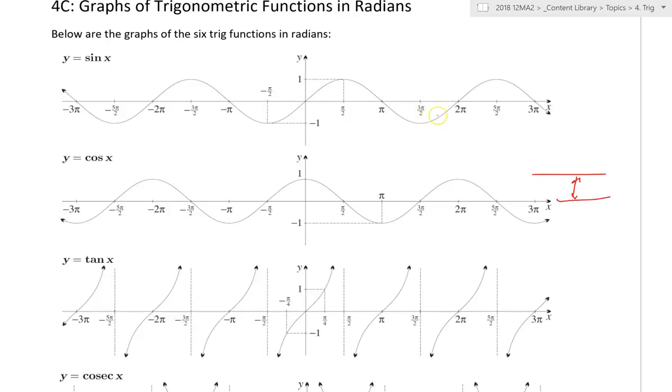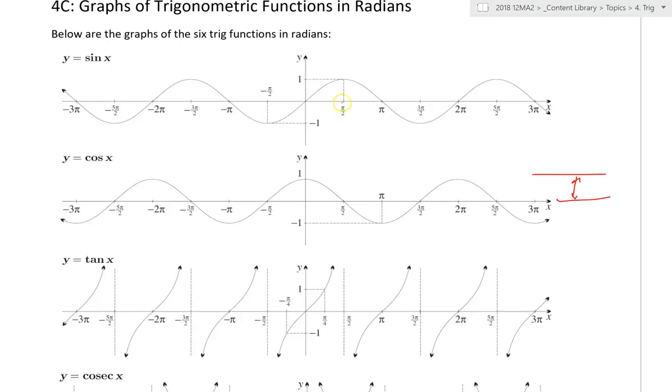Right, this is one full cycle of my curve, and that occurred between 0 and 2 pi. So my period is 2 pi. We can see every time I move by 2 pi, if I go 2 pi back here, I get to that same point again.